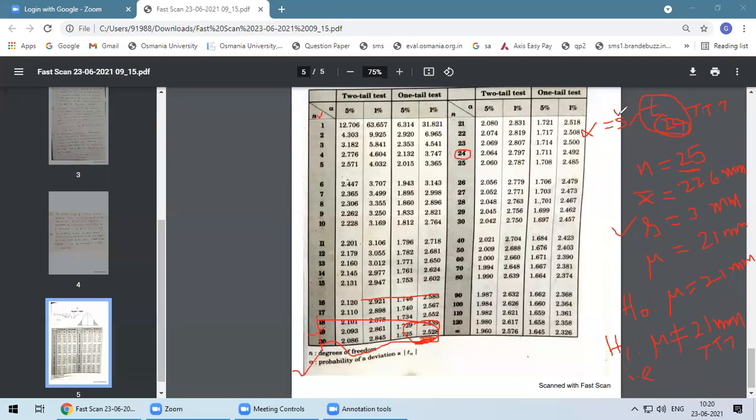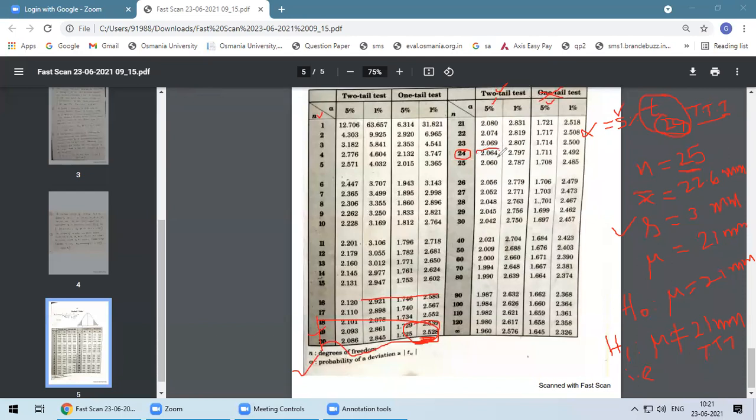At what percent? 5%. So see only 5%. One-tail test or two-tail test? Two-tail test, so see only the two-tail test column. If it is a one-tail test, you have to see here, but it is not. So it is the two-tail test 5% value. What is that value? Can anyone type it? You are seeing the t24 two-tail test value.